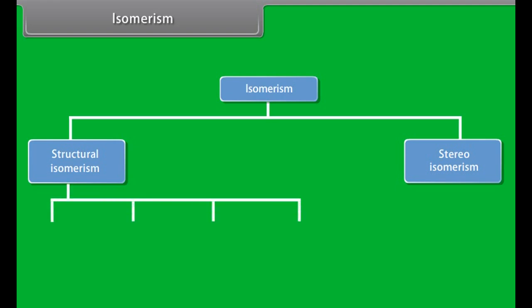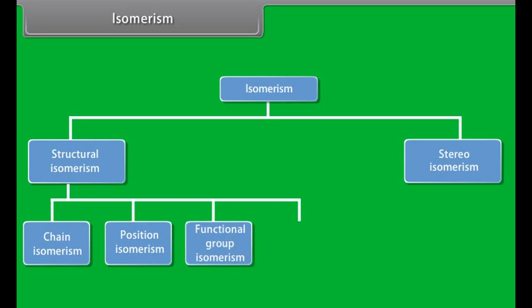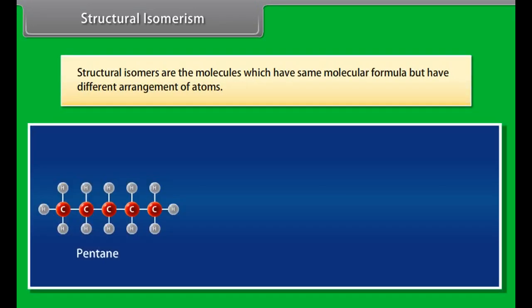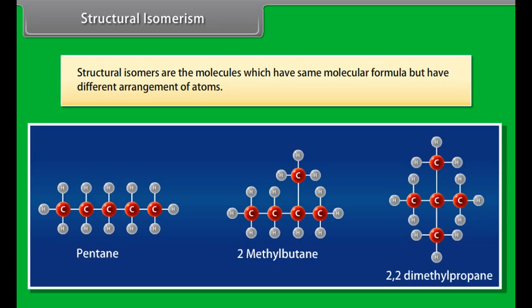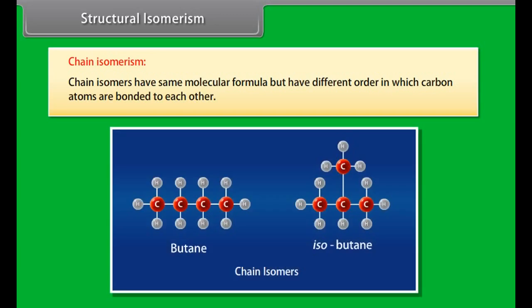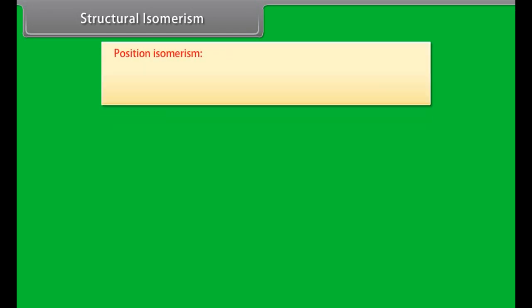Structural isomerism can be subdivided into chain isomerism, position isomerism, functional group isomerism, metamerism. Stereoisomerism further categorized into geometrical and optical isomerism. Structural isomerism. Structural isomers are the molecules which have the same molecular formula but have different arrangement of atoms. Chain isomerism. Chain isomers have same molecular formula but have different order in which carbon atoms are bonded to each other.